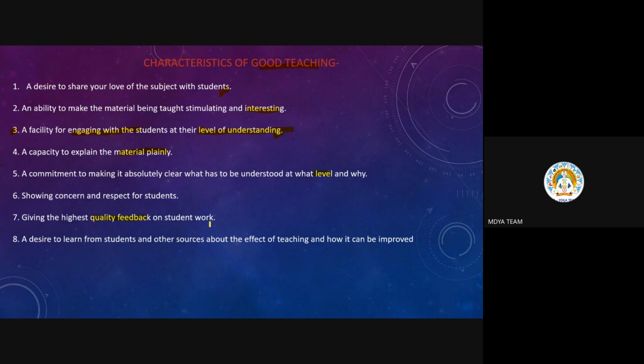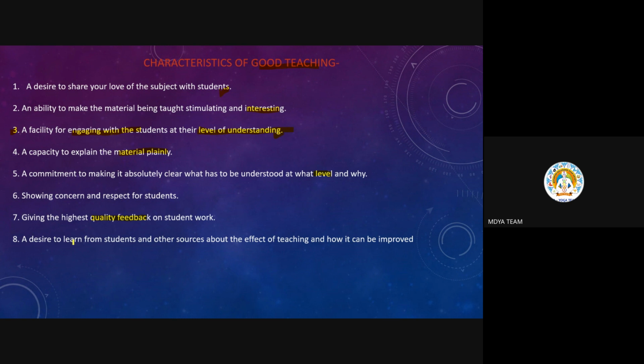The tests and the quizzes that are going on in MDYA are just a form of feedback. The feedback helps to assess the learners effectively, that is, what they have been taught and up to what extent they have understood the things. So that is the kind of feedback itself.